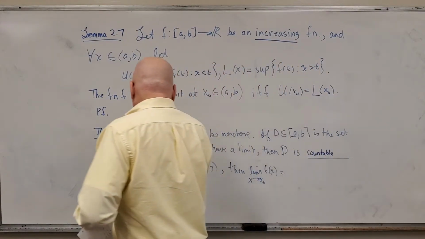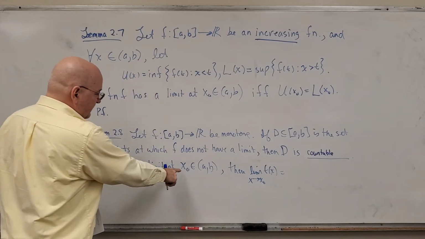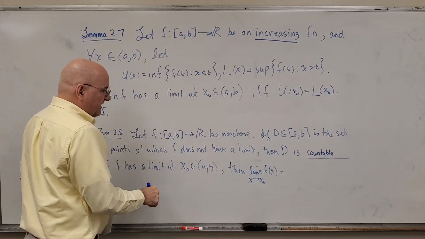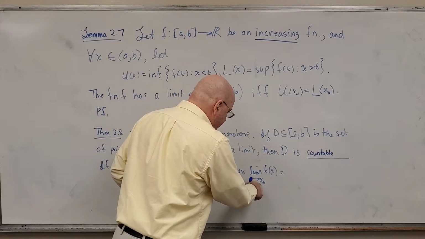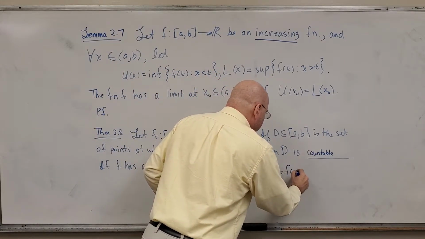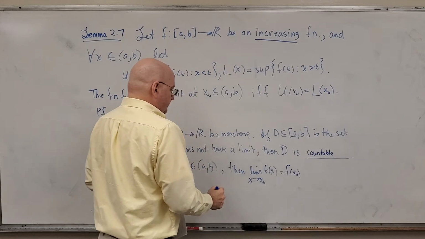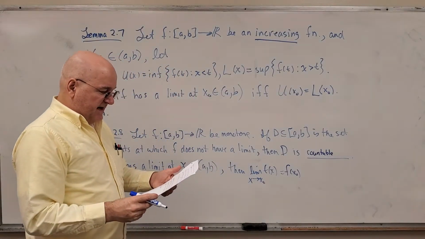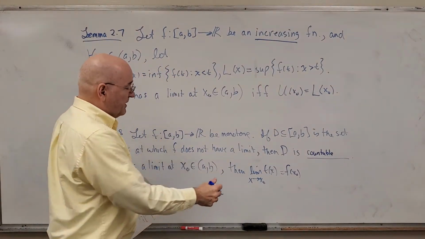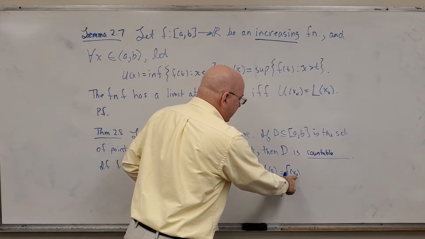And finally, if f has a limit at x naught in a, b, then that limit, as x goes to x naught of f of x, happens to be the U of x and the L of x. I'm sorry, this would be U of x naught and L of x naught.